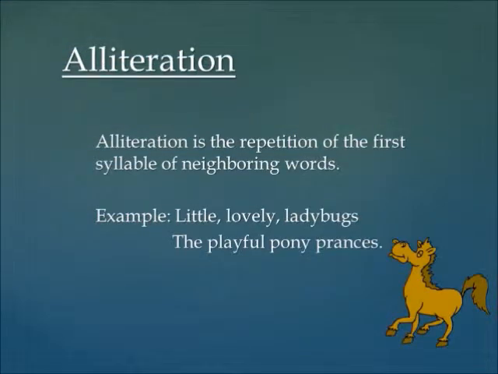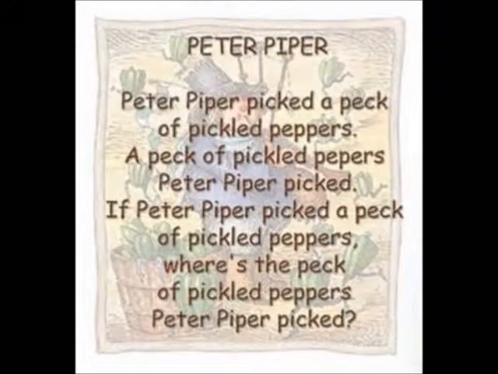Our first term is alliteration. Alliteration is the repetition of the first syllable of neighboring words. For example, little lovely ladybugs, or the playful pony prances. Alliteration can also be seen in tongue twisters. For example, Peter Piper picked a peck of pickled peppers.